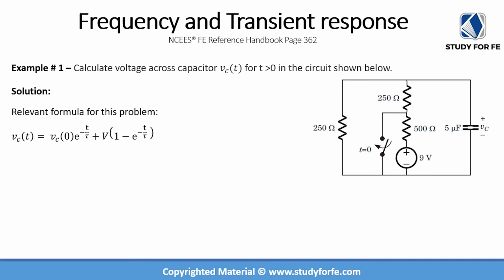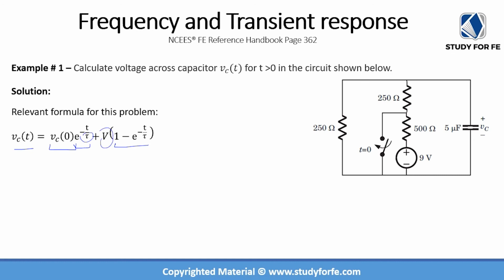The relevant formula for this problem is VC(t), the voltage across a capacitor at any given time t, equal to VC naught, which is the initial voltage across the capacitor, times e raised to power minus t divided by tau, where tau is equal to RC, the time constant, plus V times 1 minus e raised to power minus t divided by tau, and V is the applied voltage.